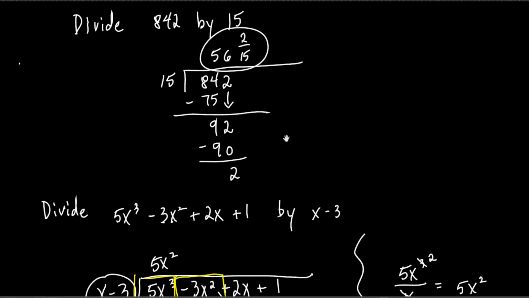Now, we're just going to do it again. What did we do here? We brought down that 92, and then we just went through the same routine again, didn't we? We said, how many times does 15 go into 92? Right? We did that division. We said 6 times, so we put the 6 up here. That's what we're going to do again.